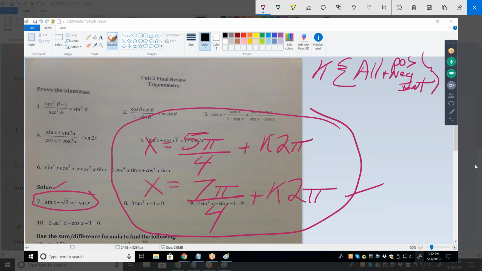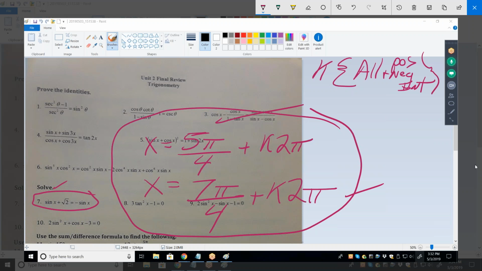Cosine's a little different. When you use your calculator to do an inverse cosine, positive arguments give you first quadrant angles. Negative arguments give you second quadrant angles. So you don't get negative angles when you do inverse cosine. You only get that with sine and tangent. Okay. So this would be the correct answer.